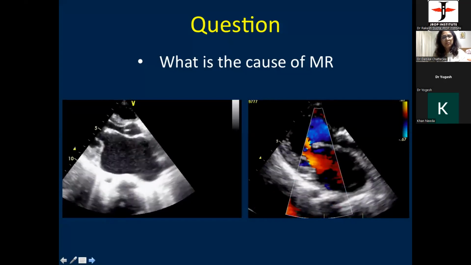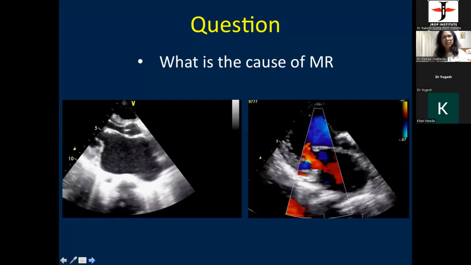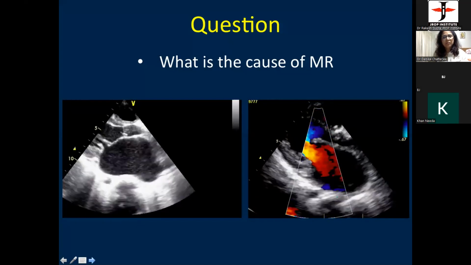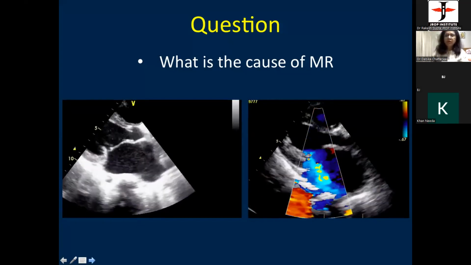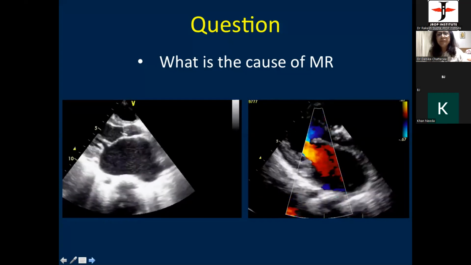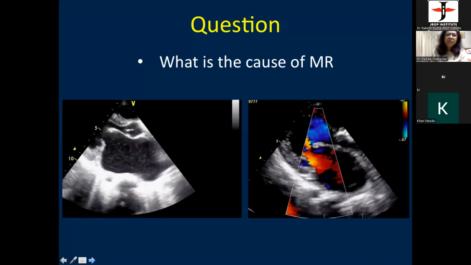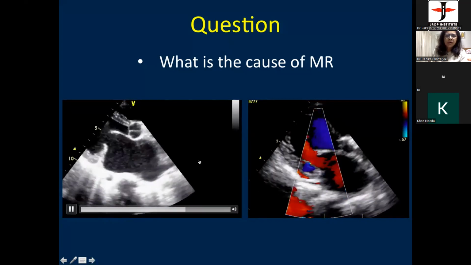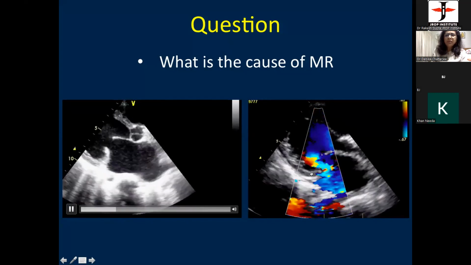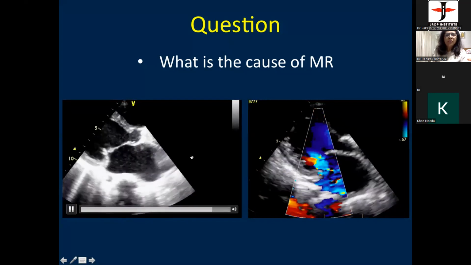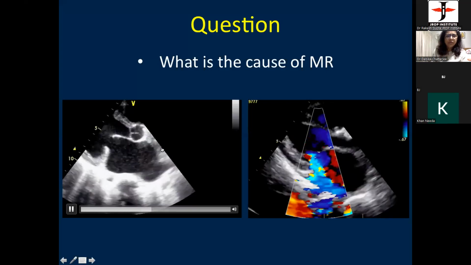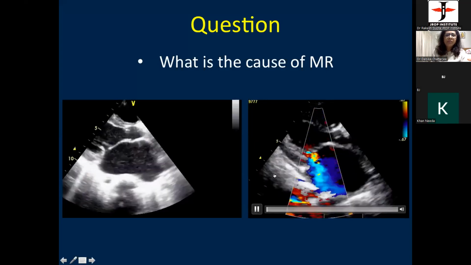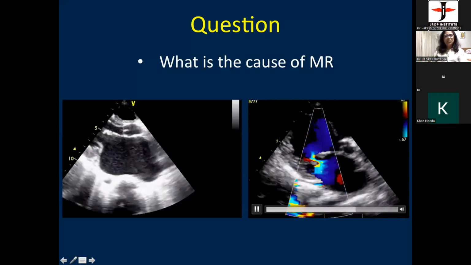All right, we go back to Dr. Balram now. Dr. Balram. Yes, sir. Go ahead, Balram. Hello. See, this is the parasternal long axis view. First, I have shown you the two-dimensional picture, then the color flow. Now, you look at the picture, first at the 2D, then look at the color flow, and tell me the cause of mitral regurgitation in this particular patient.